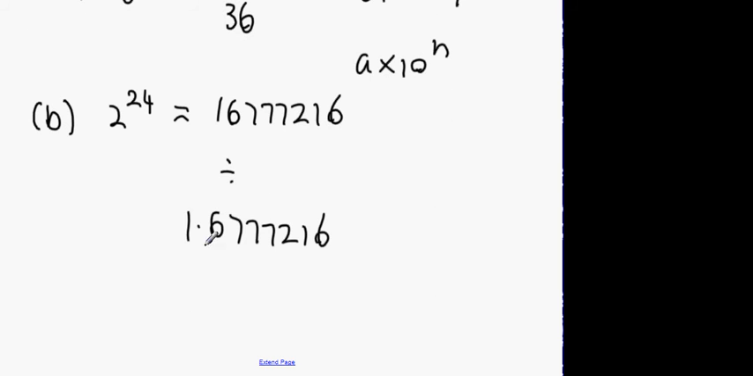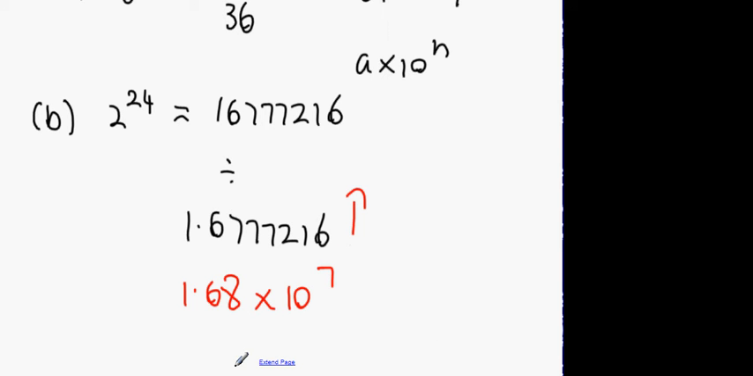Basically it wants 3 significant figures. I have too many here, so I have to round up. So it's going to be 1.68 by 10 to the power of how many 10s did we divide by that time? 7.